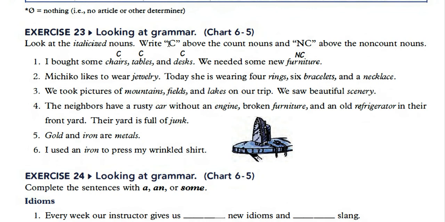You write C for countable nouns and NC for non-countable nouns. The first sentence: I bought some chairs, tables, and desks. We needed some new furniture. Chairs, tables, and desks are already countable words, and furniture is non-countable. We cannot count it, but it's already preceded by some.